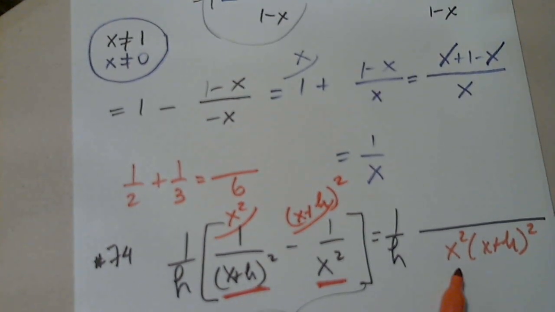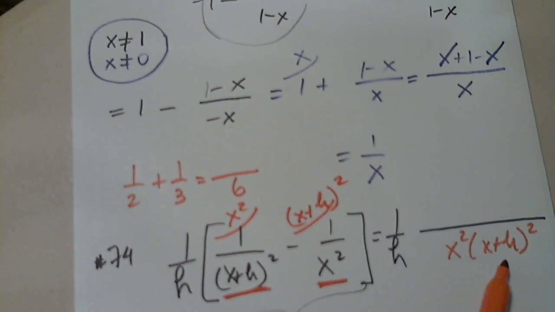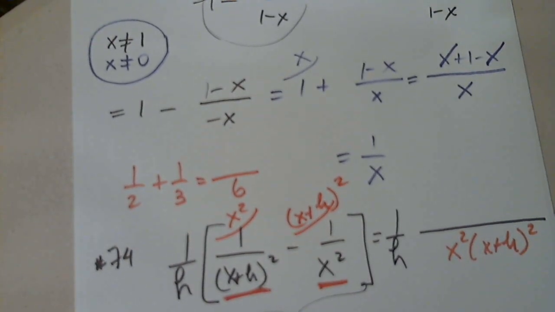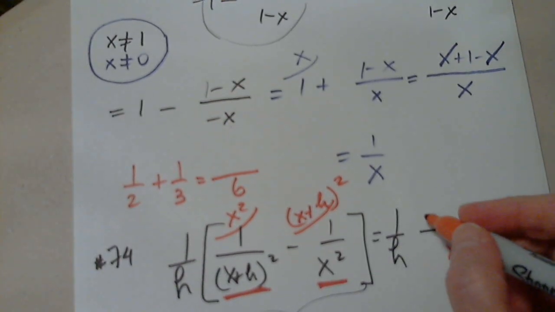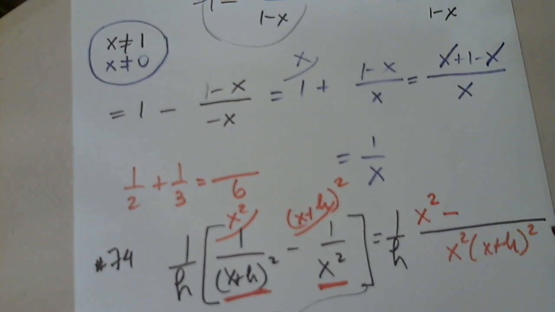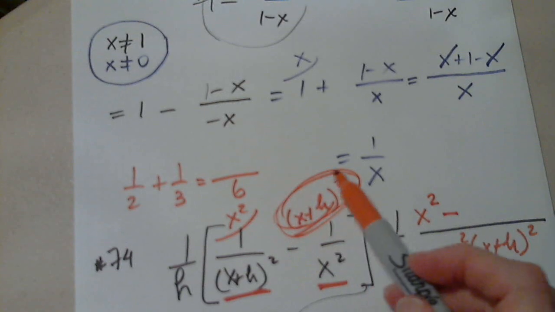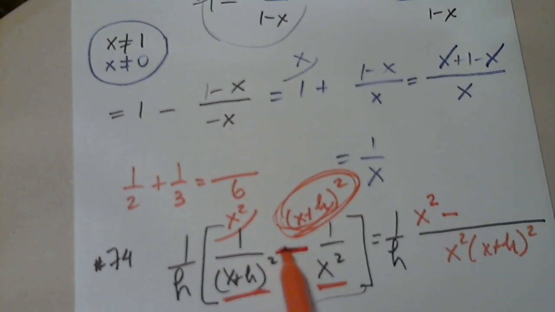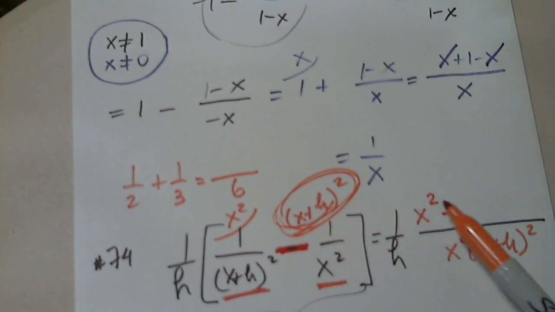Because this was multiplied by x squared, I have to do the same thing to the top. This quantity was multiplied by x plus h, everything squared. I have to do the same thing to the top. Otherwise, I change the value of the expression. So then the numerator is x squared minus how many terms we write for this, and we have to make sure that we change all signs to all terms.